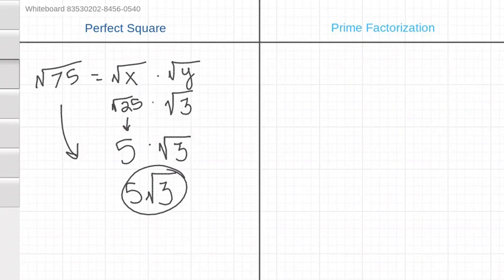The second way to simplify a radical is by using prime factorization. The way you do this is by finding two factors and then simplifying those factors until all you're left with are prime numbers. And then you would find pairs and try to bring them out. It's not as complicated as it sounds, so stay with me. Let's see. The square root of 75.